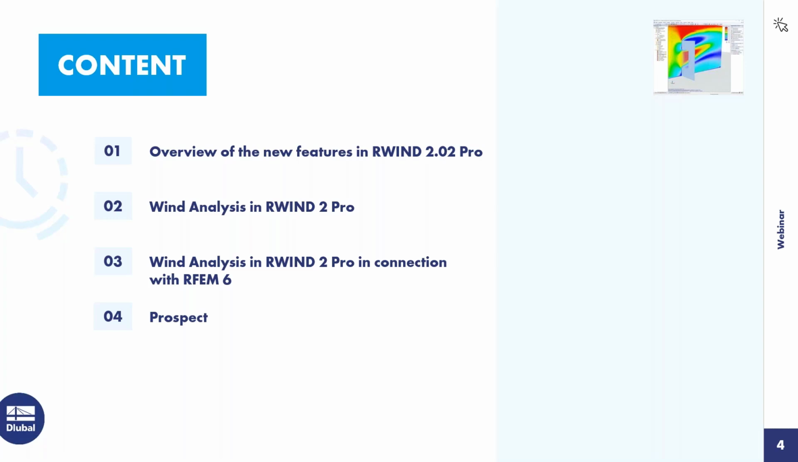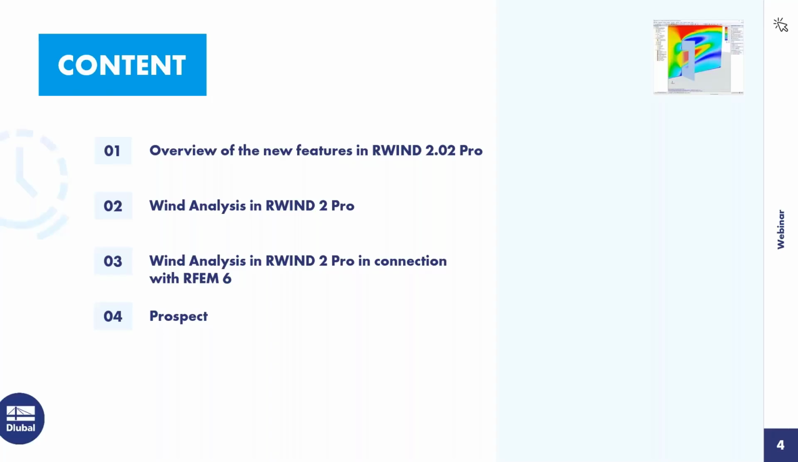To the agenda today: at first, Stefan will give an overview of the new features in RWIND 2.02 Pro. Then he will do a wind analysis in RWIND Pro without using RFEM 6. Then in the next step, a wind analysis in RWIND Pro in connection with RFEM 6. And he will give a prospect of what we schedule to integrate in RWIND in the future. Then I hand over the screen to Stefan and he can start with his presentation.